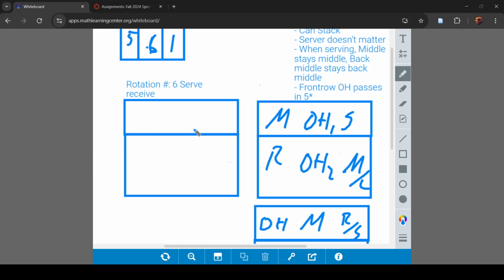Rotation 6 serve receive. The setter is just exactly where they're supposed to be. Front row outside, passes in 5, so OH1's there. OH2 is there because that's just where they are in rotation, and libero's there. The right side can be anywhere on this part of the OH2. Generally, I want them as close as they can because they're hitting over here, so they have to run a while. So starting all the way in the back corner just means they have to run even further.